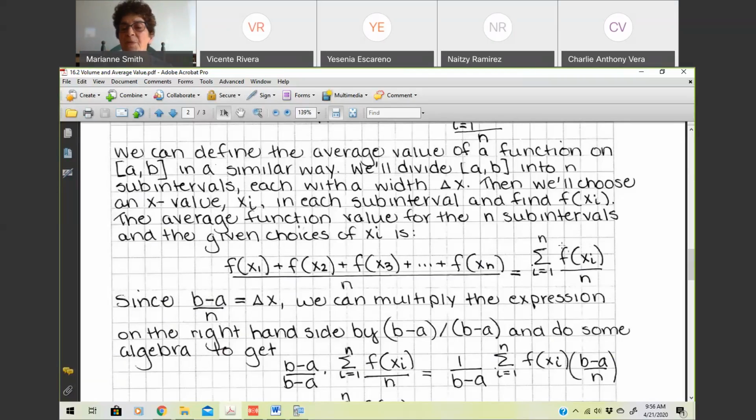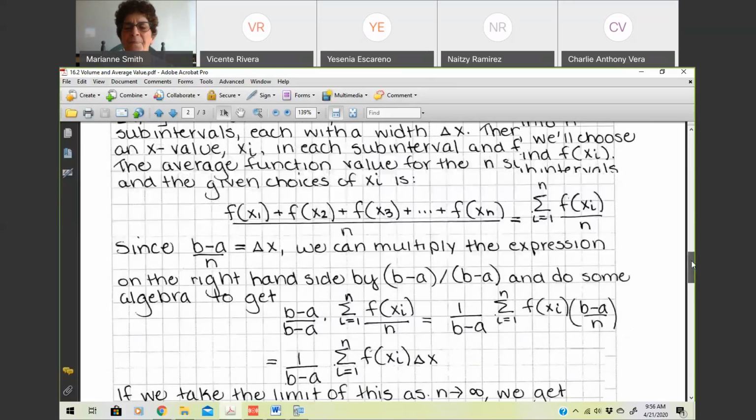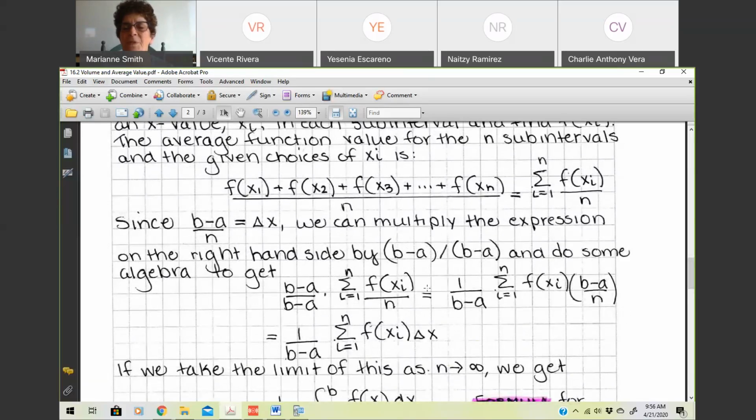So what we're going to do is multiply this right-hand side by b minus a over b minus a. Why are we doing that? That's a fancy form of 1. I'm doing that because this b minus a will cancel out. So look at what I'm doing here.